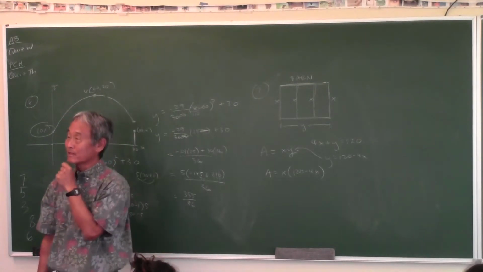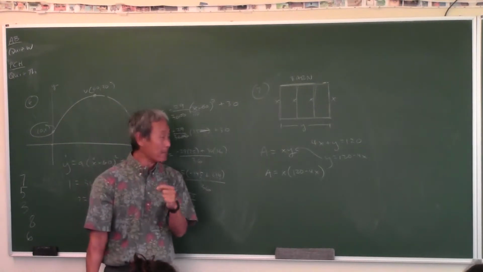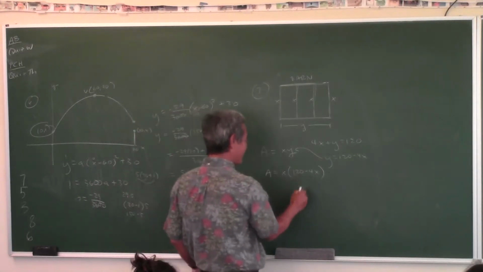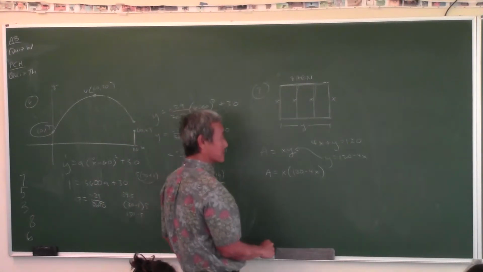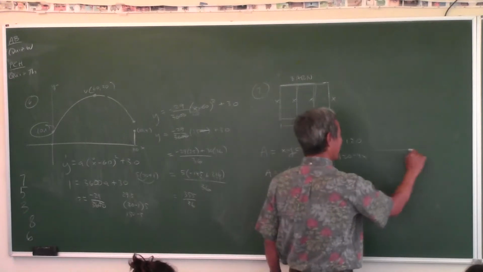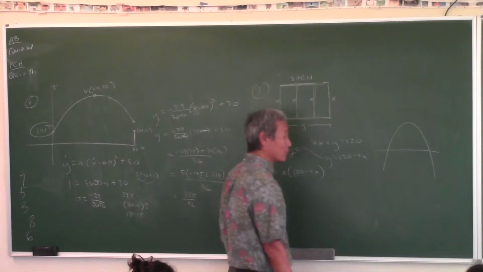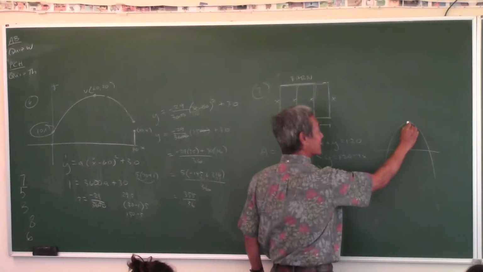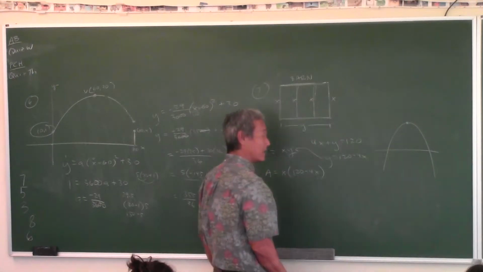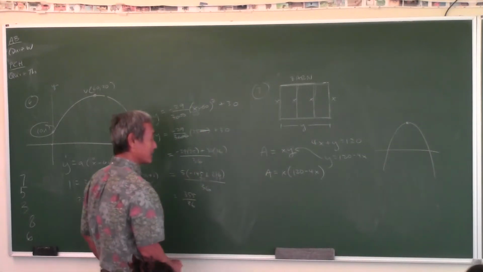Find the value of x so that the area will be a maximum. Now, if you were to graph this, what would the graph be, since this is a quadratic function? It's a parabola opening downward. Is there a maximum value right there, a maximum point? Yeah, that's the vertex. Do we know how to find the vertex?